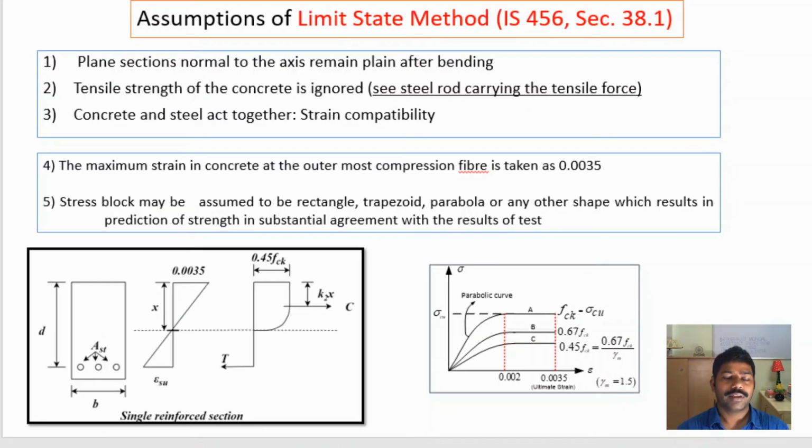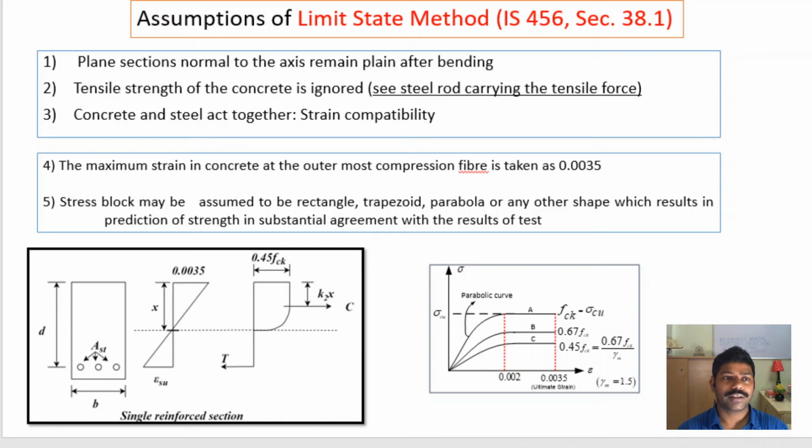Let me explain the assumptions of the limit state method. These assumptions you can also find in IS 456, section 38.1. There are a total of 7 assumptions. The first assumption is that plane sections normal to the axis remain plane after bending. The second assumption is that the tensile strength of the concrete is ignored. Only the steel rods carry the tensile force. Concrete and steel act together; basically, this is the strain compatibility.